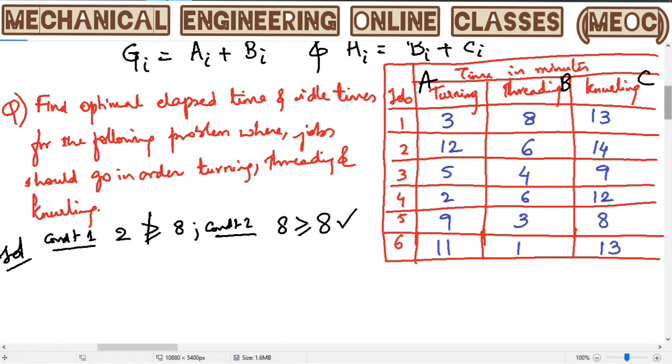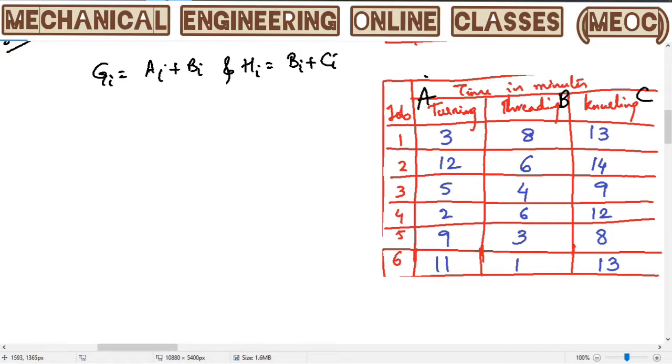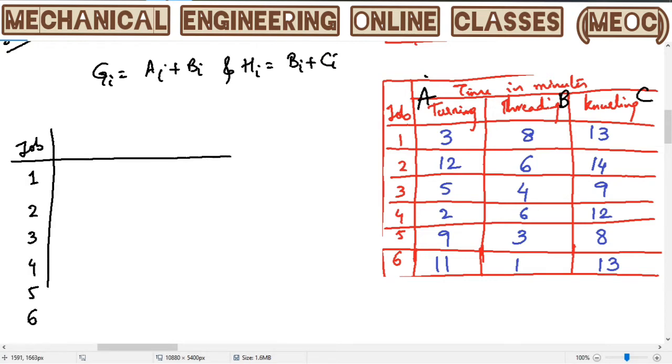We'll convert the 3 machine problem into a 2 machine problem using 2 fictitious machines. Let G_i be equal to A_i plus B_i, and H_i is equal to B_i plus C_i. So let us write the new table for all the jobs. Jobs are from 1 to 6, and now we will be writing this as a 2 machine problem, where the first machine is the sum of the first 2 machines. We will write it for the processing times.